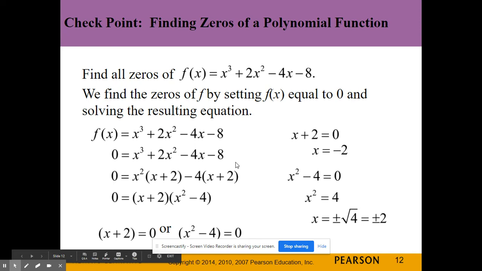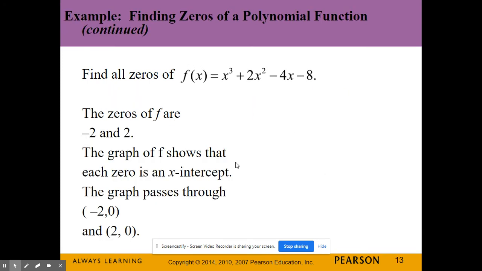You set each of those separately equal to 0. And you get x plus 2 is equal to 0, so then the solution is negative 2. You get x squared minus 4 equal to 0. And you get x is equal to positive or negative 2. So you get 3 solutions, which is what we would have expected from a cubic function. But notice how negative 2 shows up twice. So there really are 2 zeros, even though, again, you had 3 solutions. Negative 2 had a multiplicity of 2 because it counted twice. So really there's just 2 solutions, negative 2 and 2. And they would be x-intercepts.